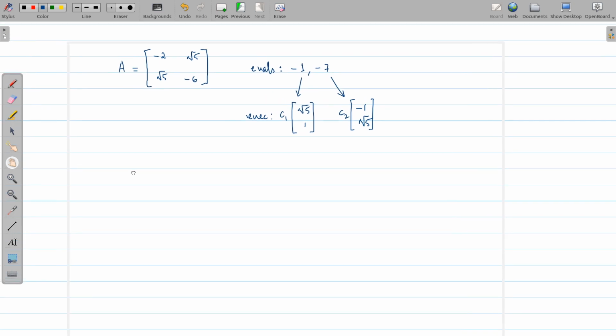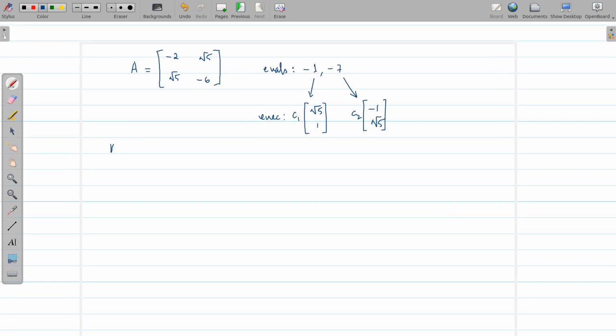Now we have to normalize them. So first we'll find the normalized eigenvector x1. This will be simply this vector divided by its norm. The norm is the root of root 5 squared plus 1 squared, which is 5 plus 1, which is 6, so root 6. So x1 is 1 by root 6 times (root 5, 1). In a similar way, x2 is also 1 by root 6, since the norm is the same in both cases, times (minus 1, root 5). So you got x1 and x2.